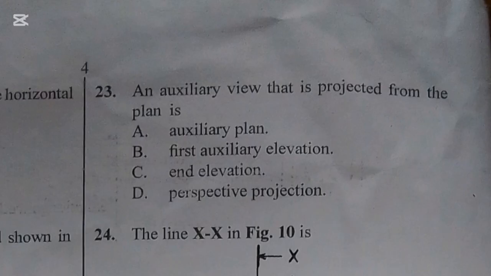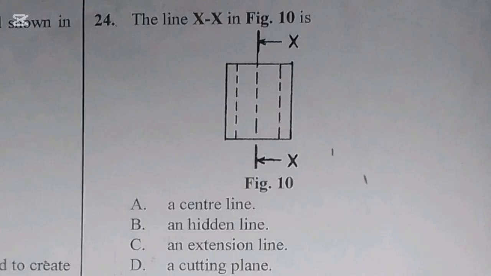Then question 23. An auxiliary view that is projected from the plan is going to be a first auxiliary elevation. But if it is projected from the elevation, it's going to be a first auxiliary plan. So the answer is not A. This question says it is projected from the plan, so the answer there is first auxiliary elevation. B is the answer.